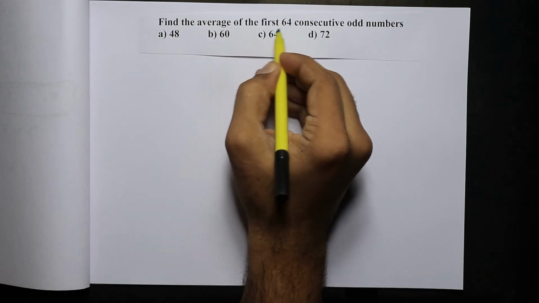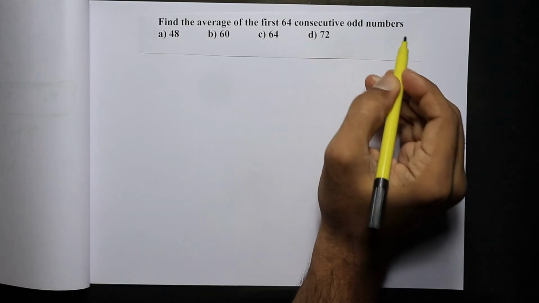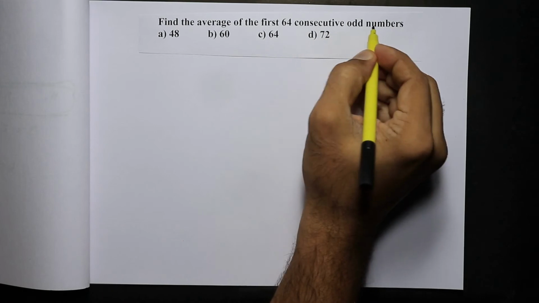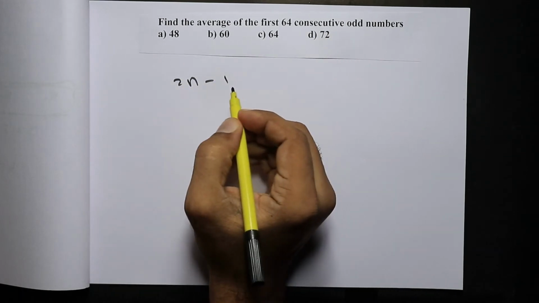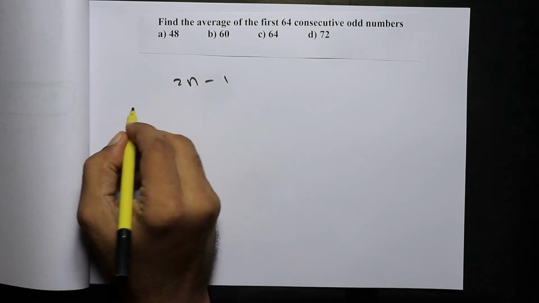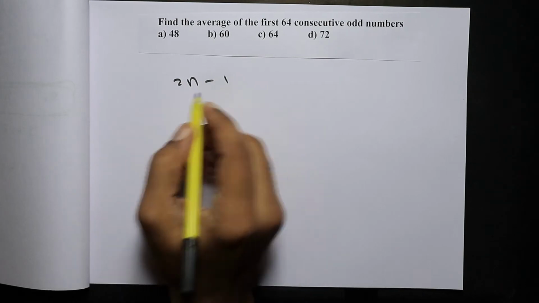Find the average of the first 64 consecutive odd numbers. Now odd numbers can be obtained using the formula 2n minus 1. That is, let us generate the odd numbers using this formula.